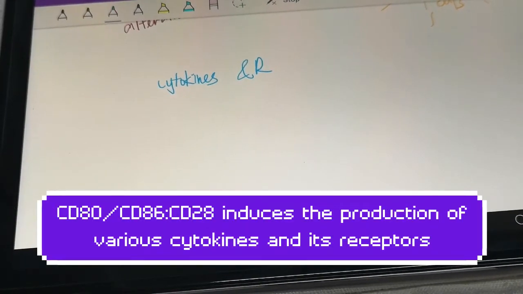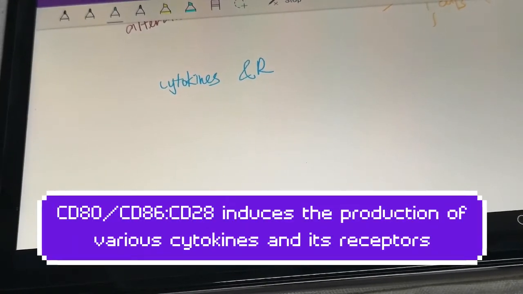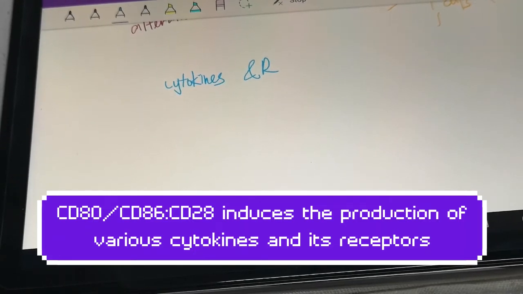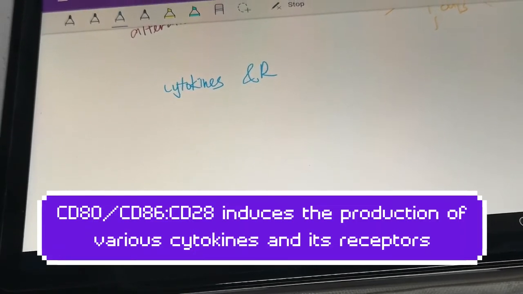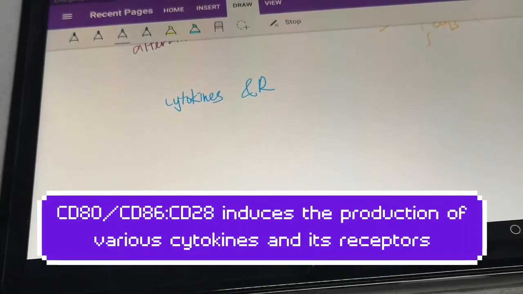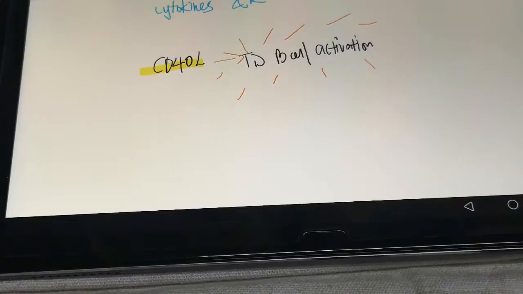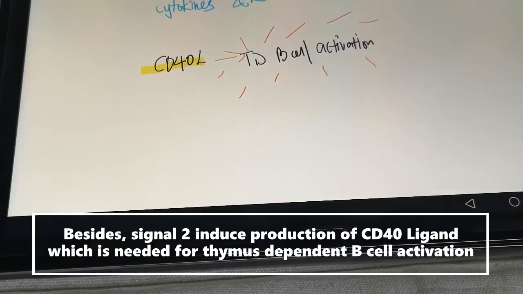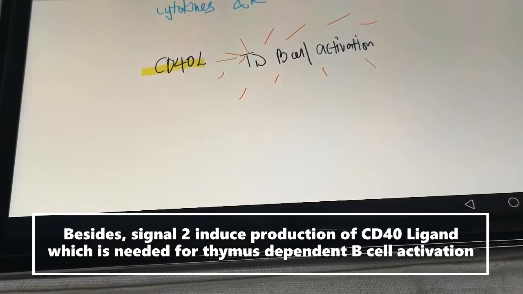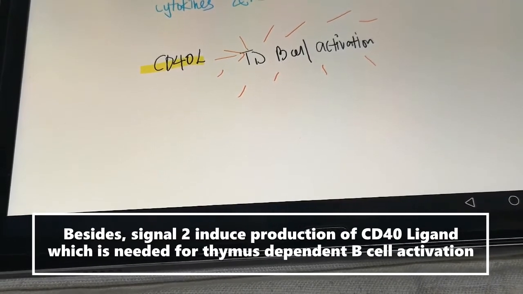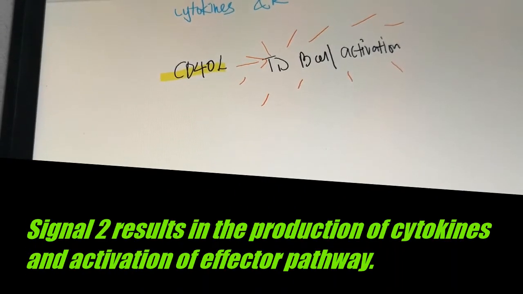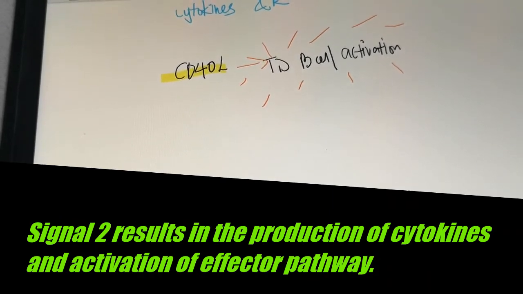The CD80 or CD86, CD28 complex induces the production of various cytokines and their receptors. Besides, signal 2 induces production of CD40 ligand, which is needed for the thymus-dependent B-cell activation. Signal 2 results in the production of cytokines and activation of the effector pathway.